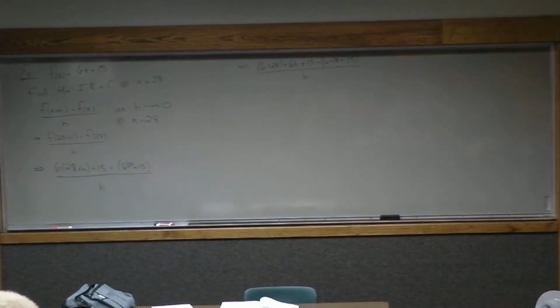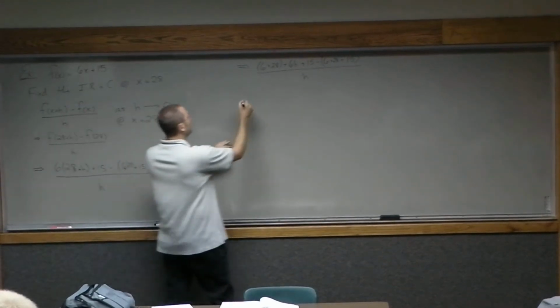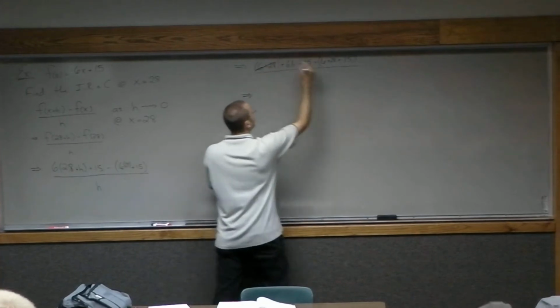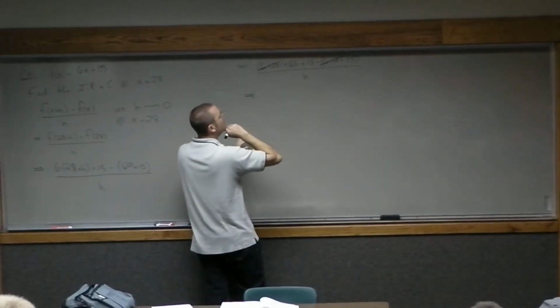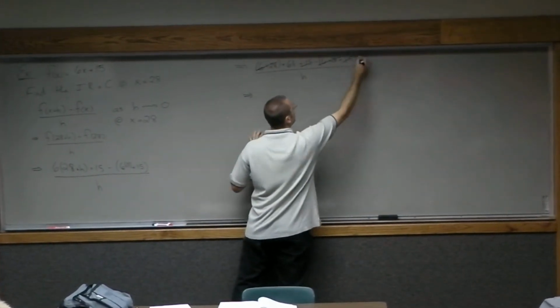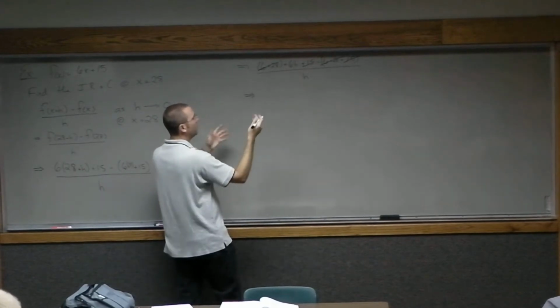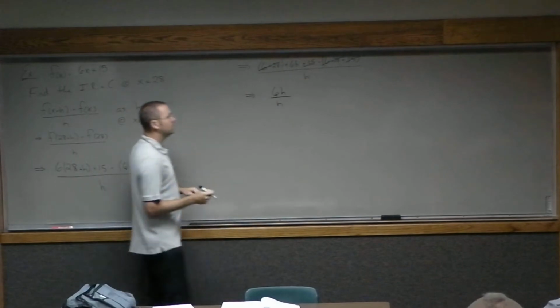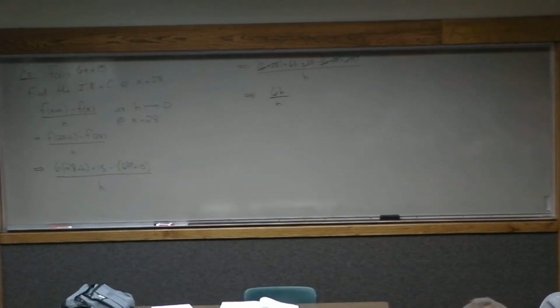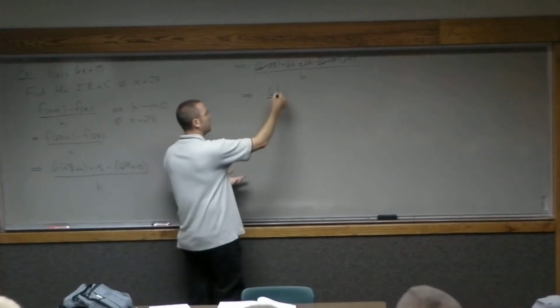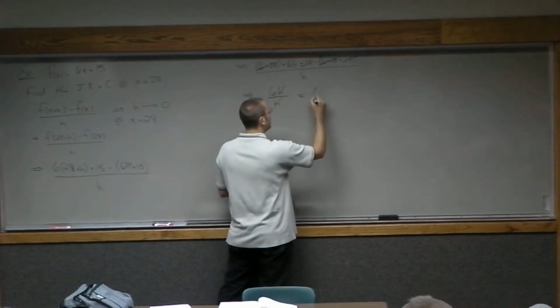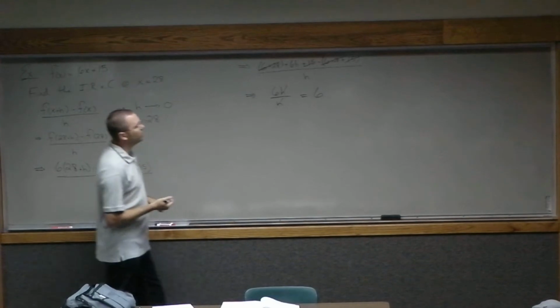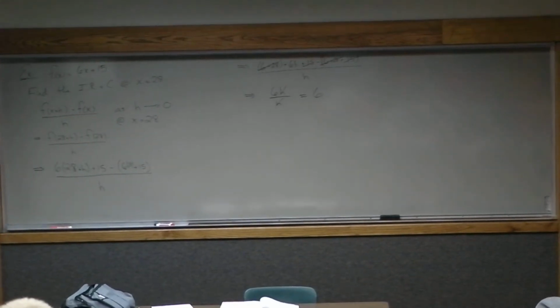Then what cancels out? What goes away? Okay, so the 6 times 28 goes away. The 15s go away. I have a plus 15 and a minus 15, so those go away. What I'm left with is something very simple to calculate. At this step, my h's cancel out, and what I'm left with is 6.